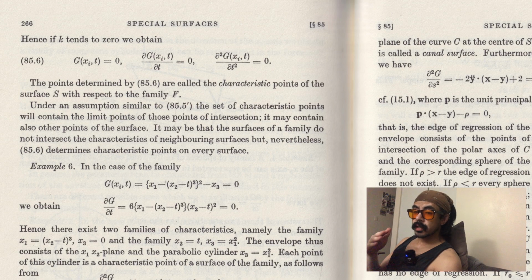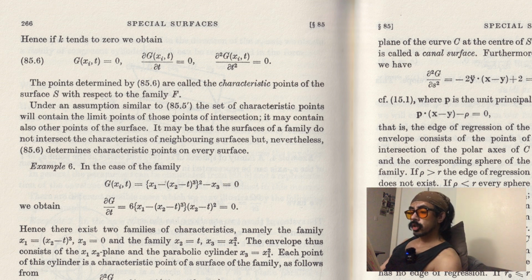Hence, if k tends to 0, we obtain g(ξ, t) = 0 and ∂g(ξ, t)/∂t = 0 and ∂²g(ξ, t)/∂t² = 0. The points determined by the three relations I just read are called the characteristic points of the surface S with respect to the family F.